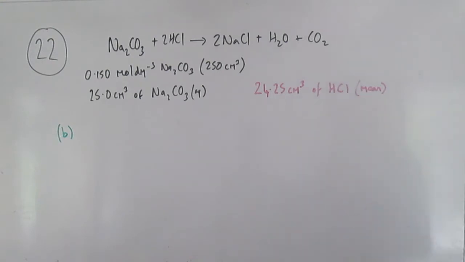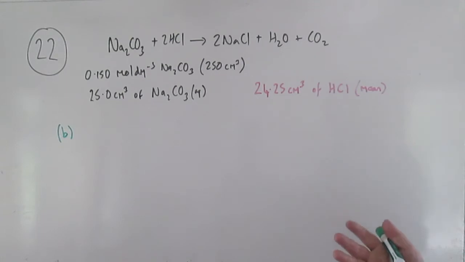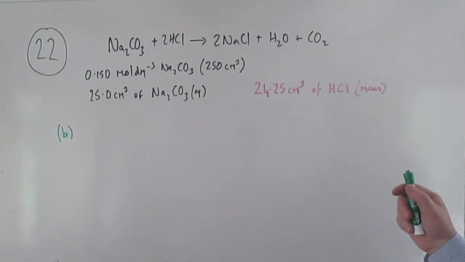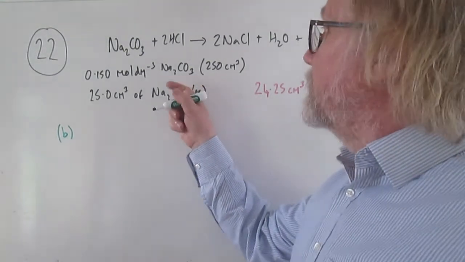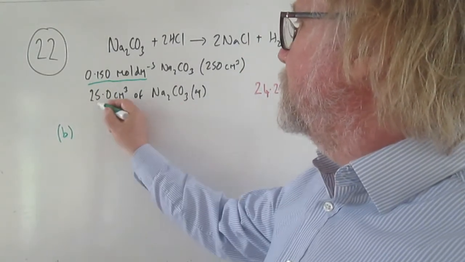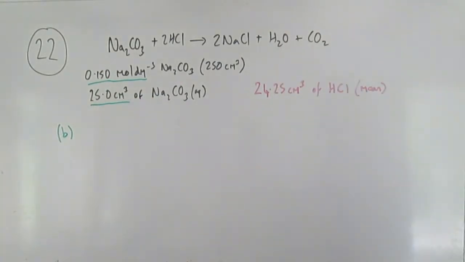So now in part B we've got to use these numbers to calculate the concentration of the HCl. So remember, these titration calculations always have the same general layout, at least at the beginning. And so you know that you start by working out the moles of one of the substances because you know both the concentration and the volume of that substance. So in this case, it's the sodium carbonate, where we know the concentration is 0.15 moles per dm cubed, and we know the volume that we used in the titration was that.